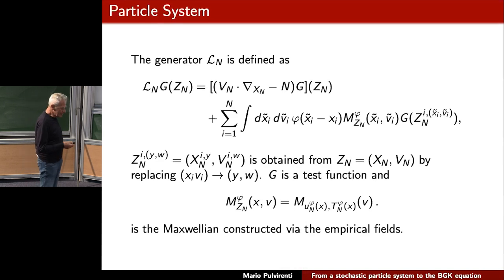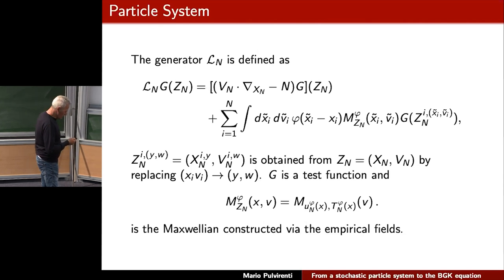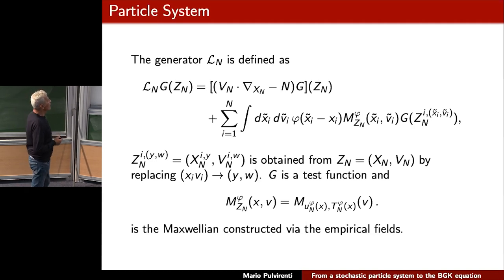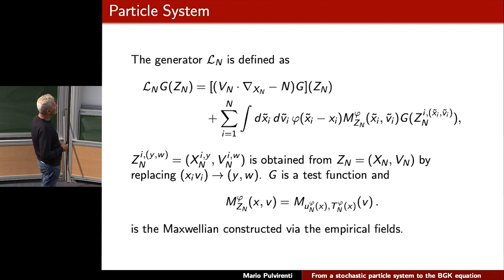Then you define a stochastic process through a generator, which is this one, L_n, where G is a test function. And now what you have is this, the operator of the stream. Here is the loss part of this process. And the gain part is represented by the following. So you take the configuration Z_n on which you are doing the computation. You remove the position and velocity of particle i, and you replace them by y and w.